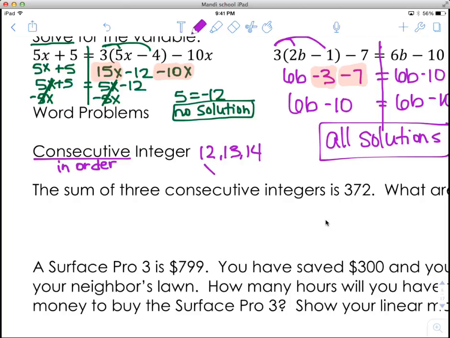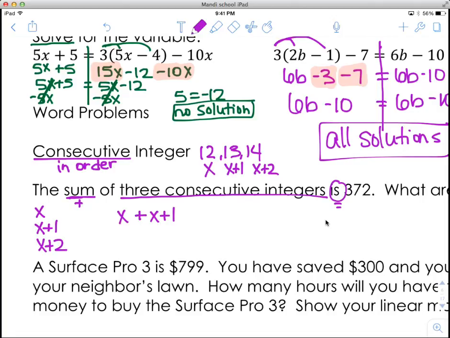And if this one starts at x, to get from 12 to 13, you have to add 1. And to get from 12 to 14, you have to add 2. So if we're wanting the sum, and sum means add, of 3 consecutive integers, we use x, x plus 1, and x plus 2 to indicate consecutive integers. Is means equals. So the sum, the first one plus the second one plus the third one is 372.